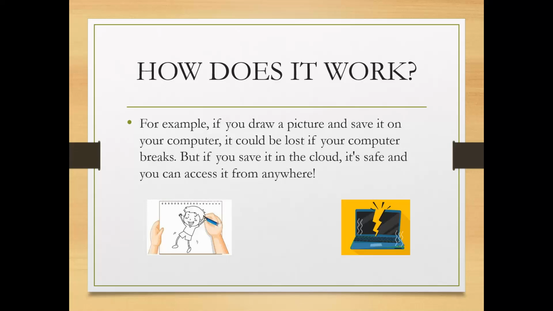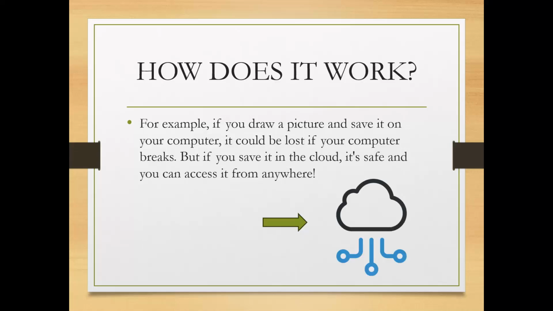So how does it work? I'm going to take an example of a drawing. Let's say you make a drawing and you want to save that to your computer, and once you do that your computer is broken, so now you cannot access your drawing anymore. But in case of cloud, if you saved it on a cloud, you can always access this cloud from a different computer, and you can always access this drawing from there.